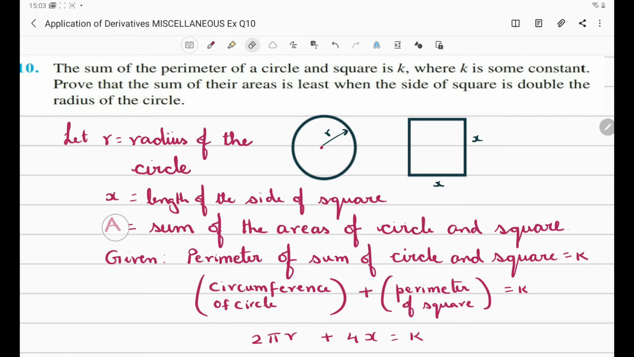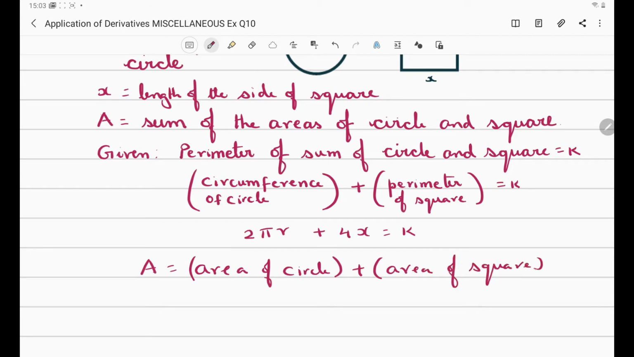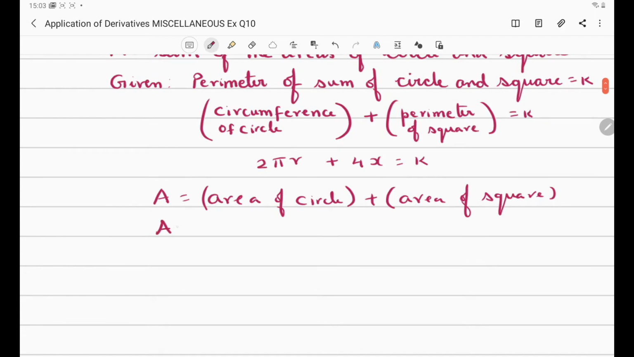Okay. So let us find out how to minimize A. We know that area is the sum of the areas of circle and square. So A equals area of circle plus area of square. We know that the area of circle is pi r square, plus the area of square will be x square. Now this becomes the function which is to be maximized or minimized. In this problem it has to be minimized because we want the least area.